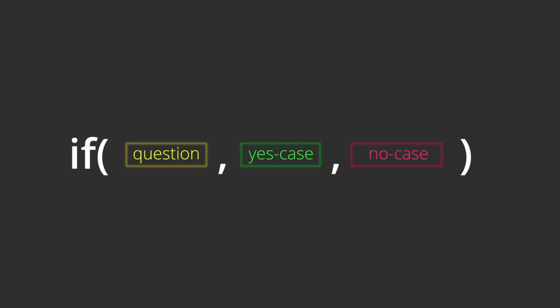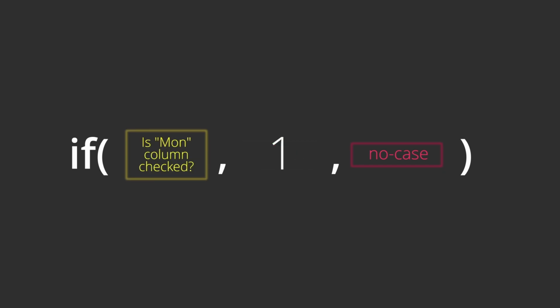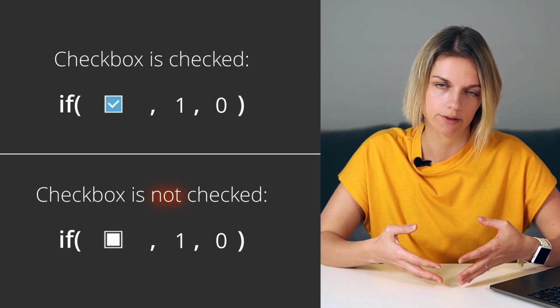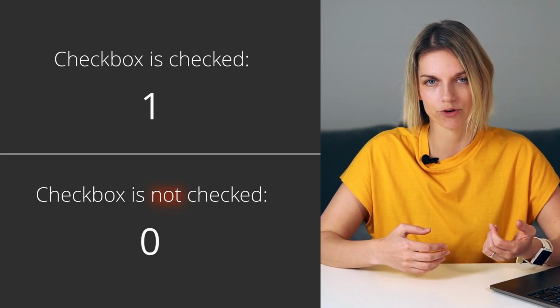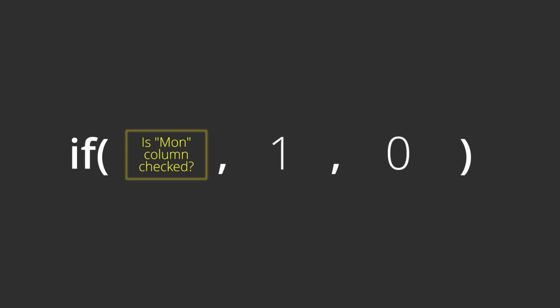Let's see how it works for Monday checkbox. The condition or question here sounds like, is Mon column checked? If yes, we need 1. If not, we need 0. In fact, after figuring out the answer to the question in the first block, Notion will replace the whole if construction with either the second or the third block. In our case, Notion will replace the if construction with either 1 or 0. In more complicated cases, there could be nested if statements instead of 1 or 0, and in such case, Notion would continue to calculate what is the final value to replace this whole initial if construction with.